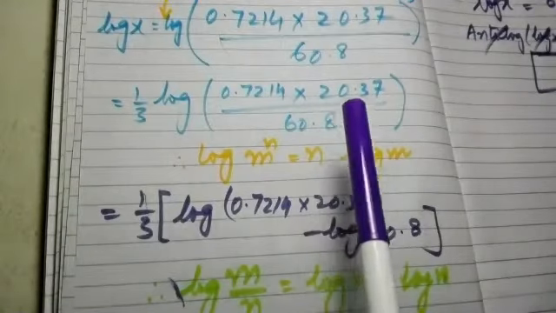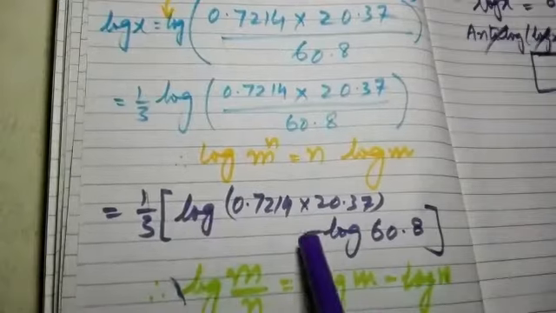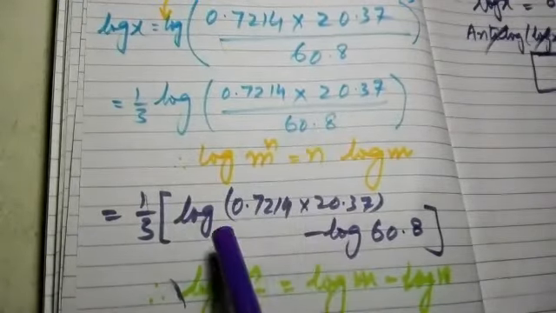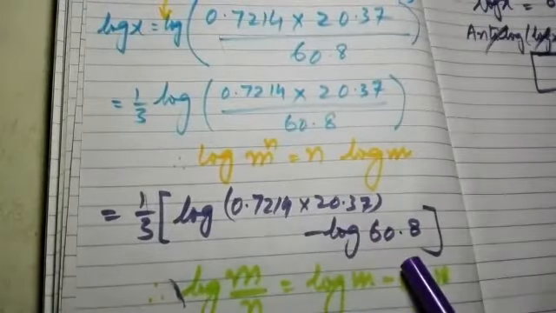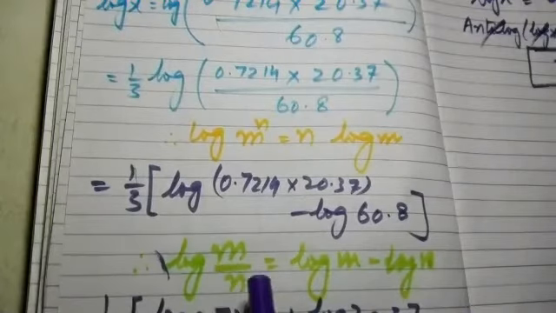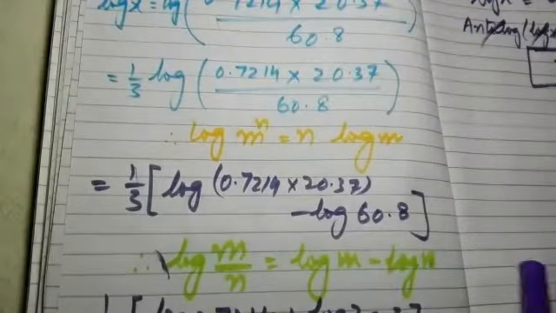And then in the next step, you will see that this fraction is converted as a difference of two logarithms. One is the numerator and another one is the denominator. So log of the numerator minus log of the denominator. I have done this because of the law that log m over n is equal to log m minus log n, the second law of logarithm.